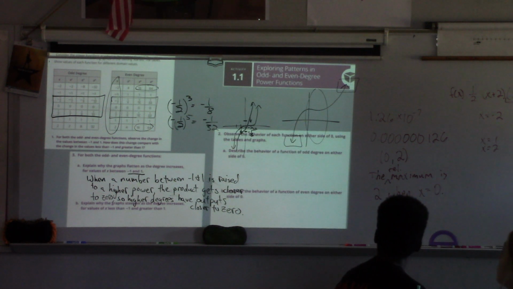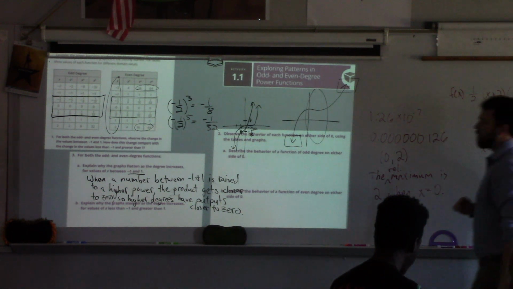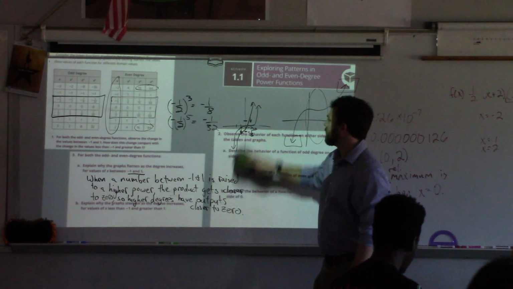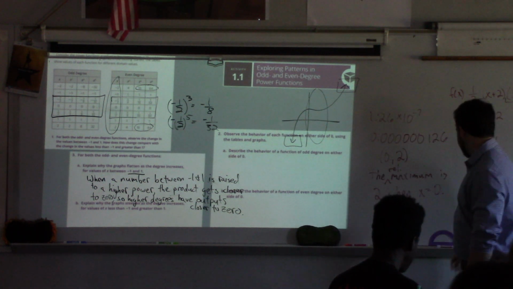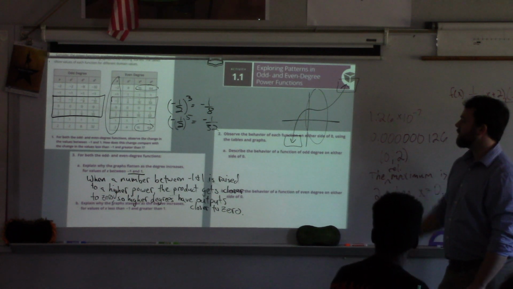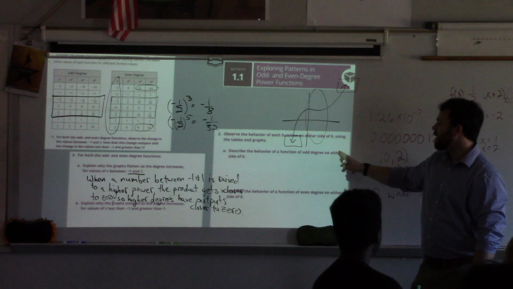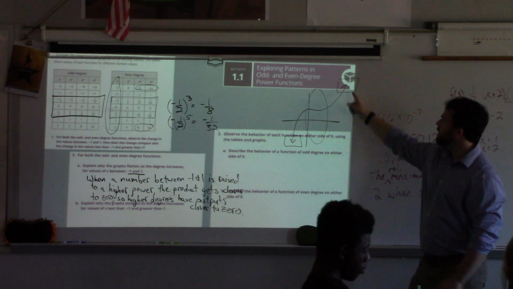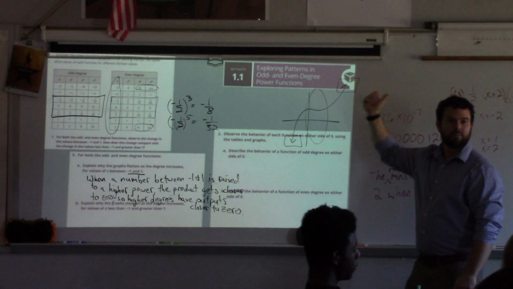Now, this part, number 2, is what really matters for me. This is going to be the big deal. Observe the behavior of each function, right? On either side of 0 using the tables and the graphs. Describe the behavior of a function of odd degree on either side of 0. So remember how this arrow is what's going to the right.